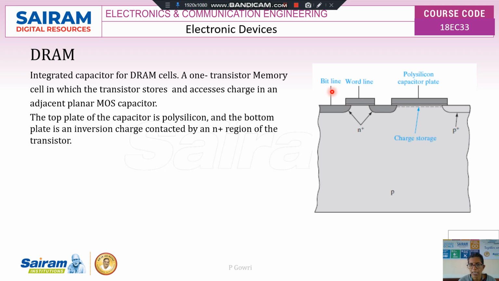So this data can be read using the bit line and the word line. The top plate of the capacitor is polysilicon, and the bottom plate will be an inversion layer, which is nothing but the N plus of the transistor. So using this setup I can store the charge, and it will act as a memory.